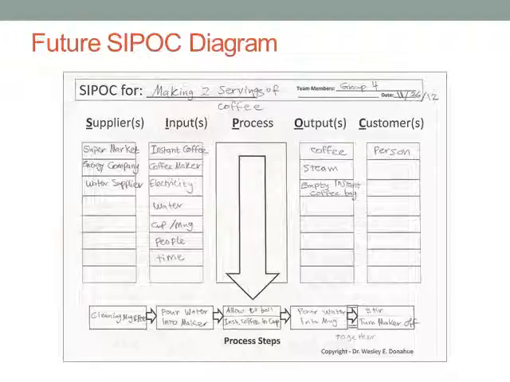This revised SIPOC diagram details the components used in the improved process. We ended up with a reduced amount of steps in the overall process because we were able to consolidate some steps together, resulting in less overall time invested. The suppliers and inputs remain the same, with the exception of switching from coffee grounds to instant coffee in the inputs. This then reduced the customers to one, that being the individual consuming the coffee, since spent coffee grounds were no longer a factor.